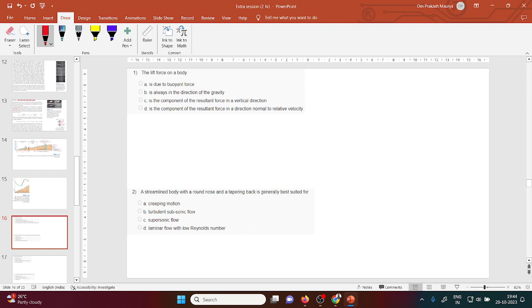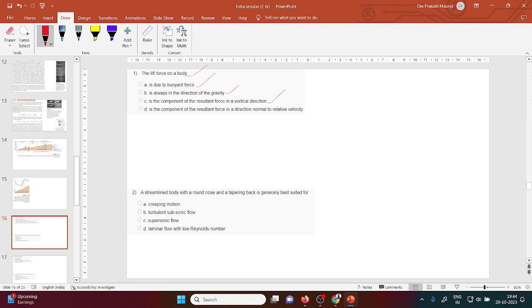Now the question is very, very important. Is the question visible or no? Yes, visible, sir. Okay: the lift force on a body is due to the buoyant force, is always in the direction of gravity, is the component of the resultant force in the vertical direction, or is the component of the resultant force in the direction normal to the relative velocity. So which one is correct?